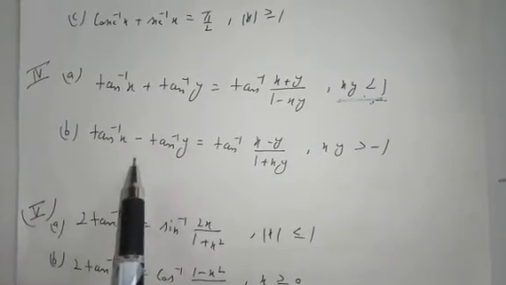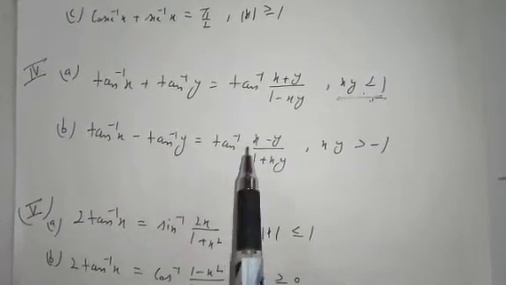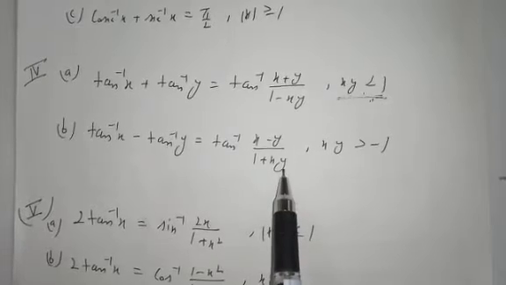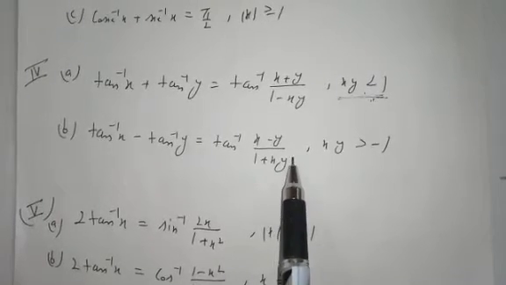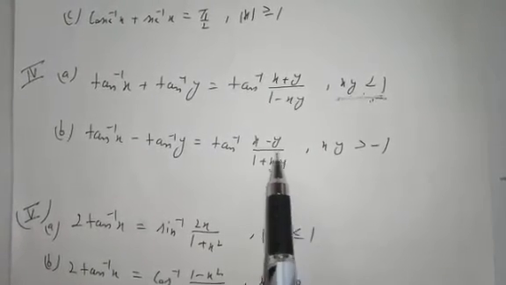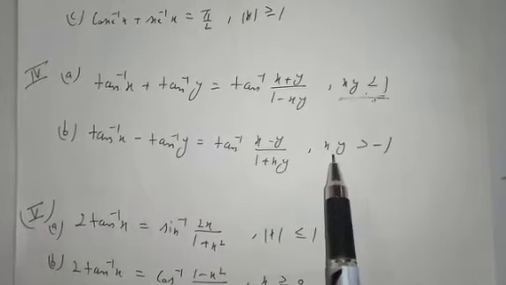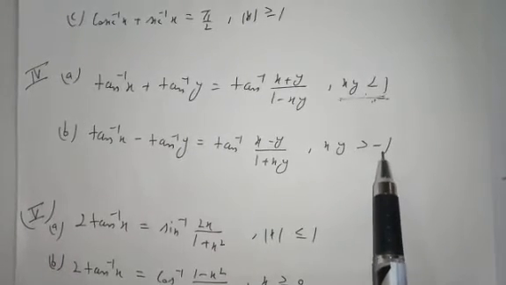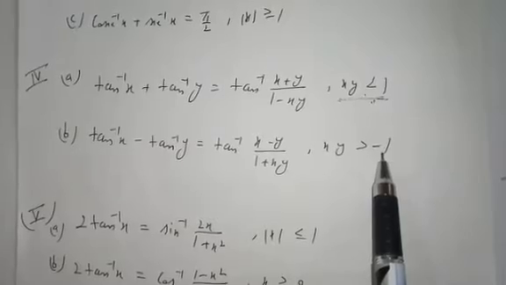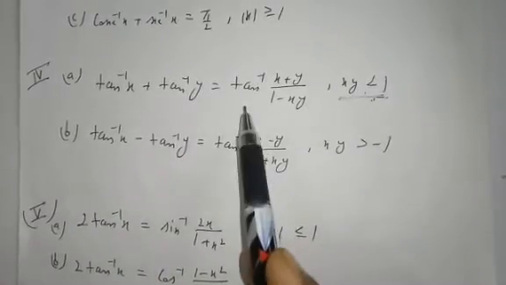Tan inverse x minus tan inverse y equals tan inverse of x minus y upon 1 plus xy. And again there is a condition: it is applicable only if xy is greater than minus 1. In most questions, we use this property.